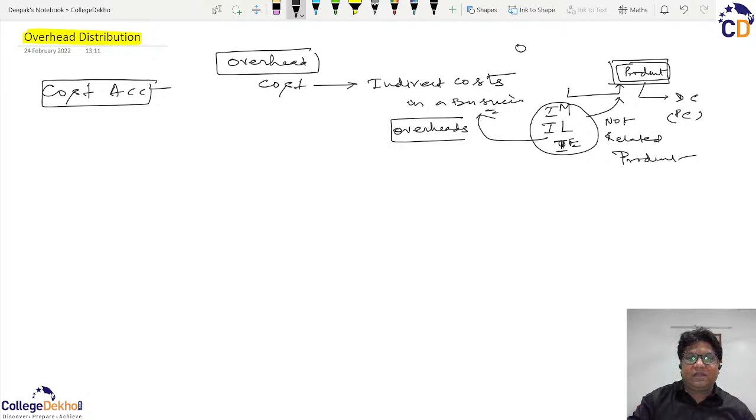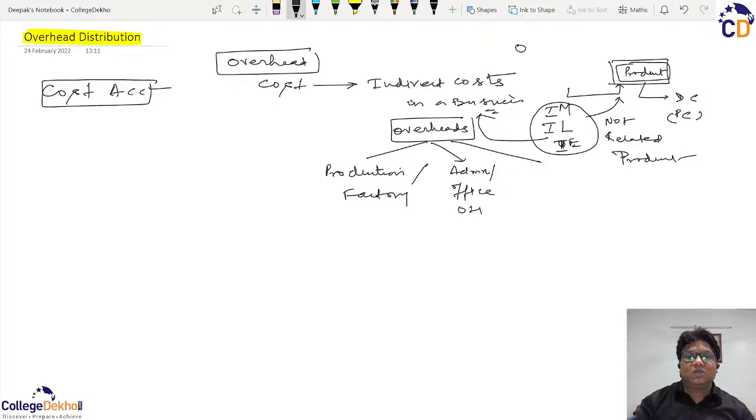Now, such overheads can be incurred in the production area, so we use the words production overheads or factory overheads. If such overheads are incurred in the administration or office section of the business, then we call them administrative or office overheads. And if they are incurred for the sales and distribution of the product, then they are known as selling and distribution overheads.